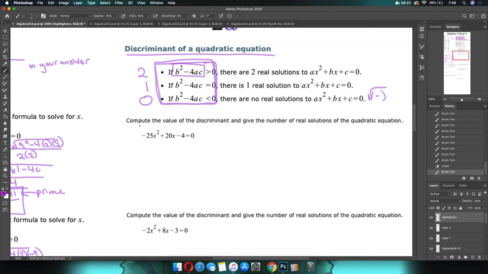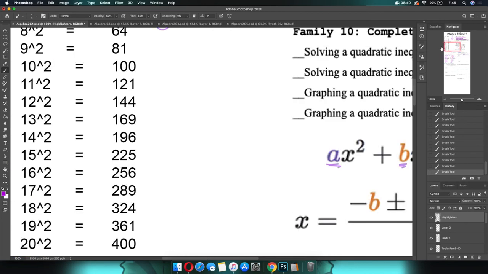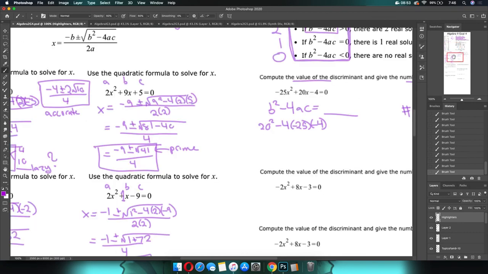So compute the value of the discriminant. So we're doing the b squared minus 4ac, and then the number of real solutions. So we're doing both of these things. We're doing our b squared minus 4ac equals something, and then our number of solutions is going to equal something. So b squared, so 20 squared minus 4 times a times c. That's what we're looking for. So 20 squared, again, perfect square numbers. What's 20 squared? Right here is going to be 400.